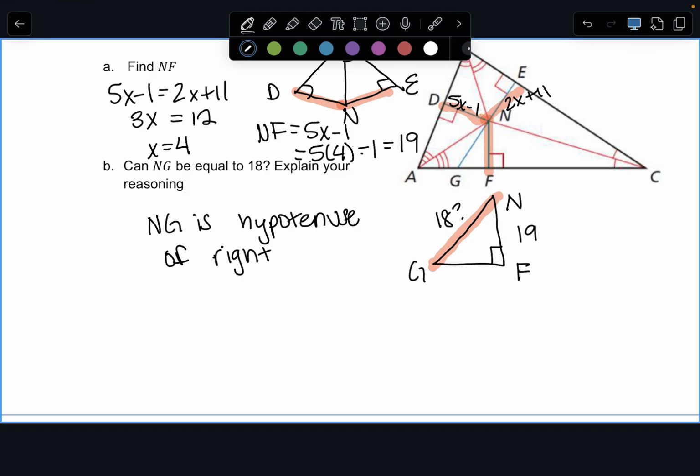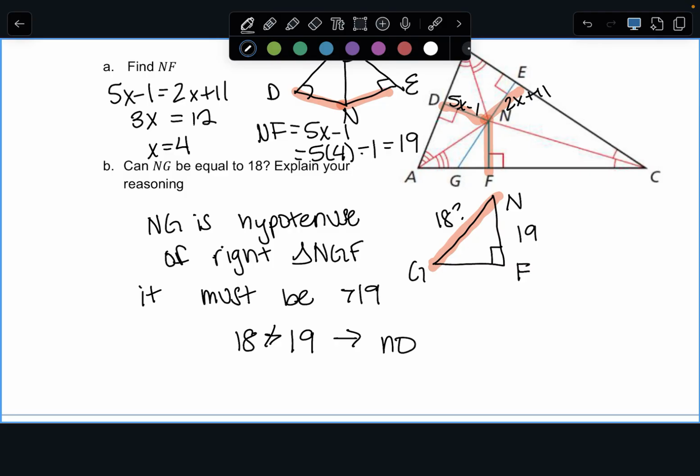of right triangle NGF. Does anyone know a special property about the hypotenuse? You probably haven't learned it explicitly yet. You said something good, Charlie. It is the longest side. So is that going to work if my hypotenuse is 18 and my other side's 19? No. So since it's the hypotenuse, it must be greater than 19. 18 is not greater than 19, so my answer is no.